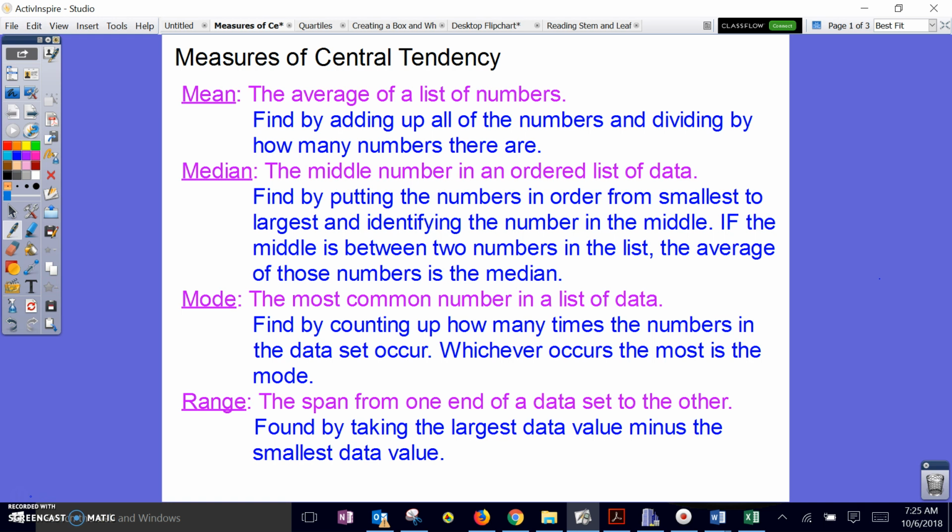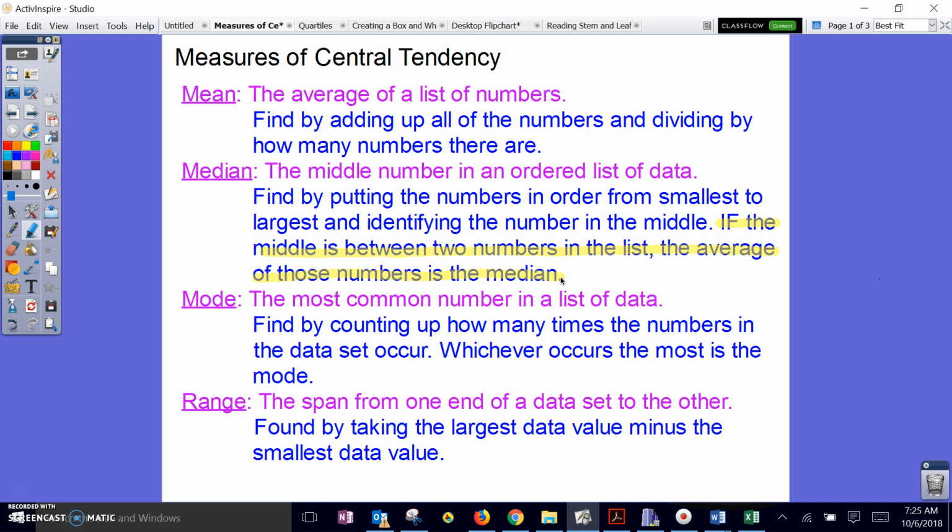The second measure of central tendency is the median, which is the middle number in an ordered list of data. So in order to find the median, the first thing we need to do is put the numbers in order from smallest to largest, and then identify the number in the middle. And one important thing is sometimes we've got an even number of numbers in our data set, and when that happens, the middle is actually going to be in between two numbers on the list. So we'll go in between those two numbers, and find the average of those two numbers that are in the middle of the list in order to find the median when this happens.